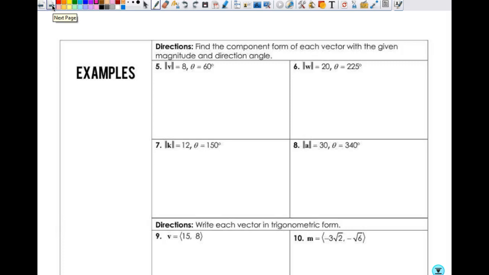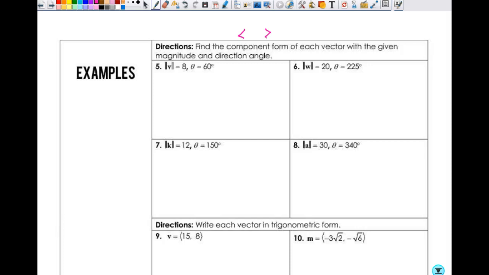All right, so number 5. We have the magnitude is 8, theta is 60. It says find the component form. So component form, remember, is this one. Find the component form of each vector with the given magnitude and direction angle.